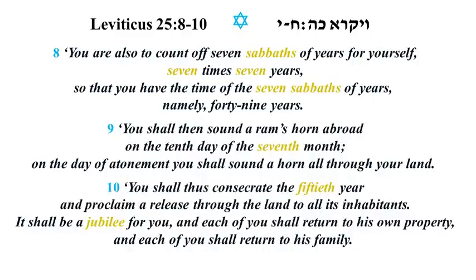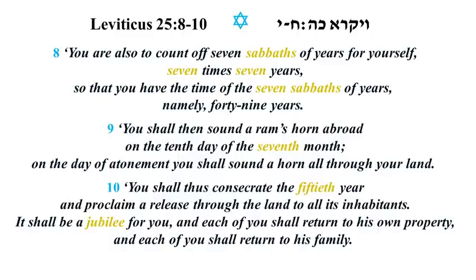You shall then sound a ram's horn abroad on the 10th day of the 7th month, Yom Kippur. On the day of atonement, you shall sound a horn all through your land. You shall thus consecrate the 50th year and proclaim a release throughout the land to all its inhabitants. It shall be a jubilee for you, and each of you shall return to his own property, and each of you shall return to his family. This is a jubilee year, a Yubel.